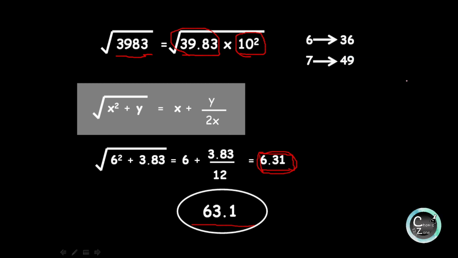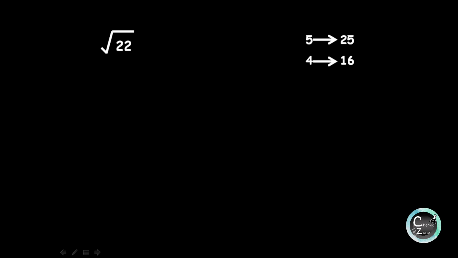So you can use this trick to calculate the square root of any number. If it is a 2-digit number or a 6-digit number, it does not matter, you can calculate. Now let's take another example with the other formula. Now we will calculate the square root of 22. The square of 5 is 25 and the square of 4 is 16, and 22 is in between 16 and 25. So the square root of 22 will be in between 4 and 5.